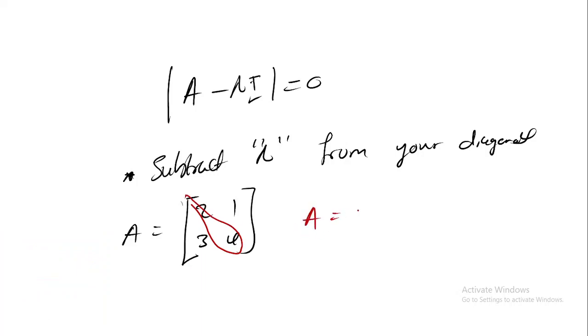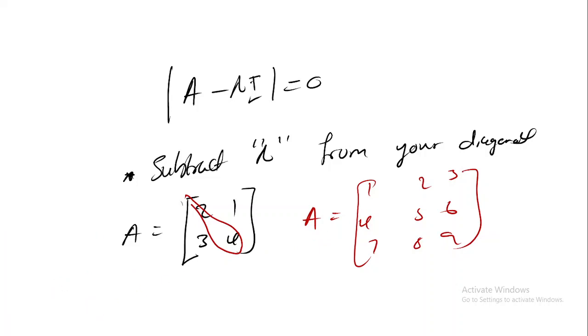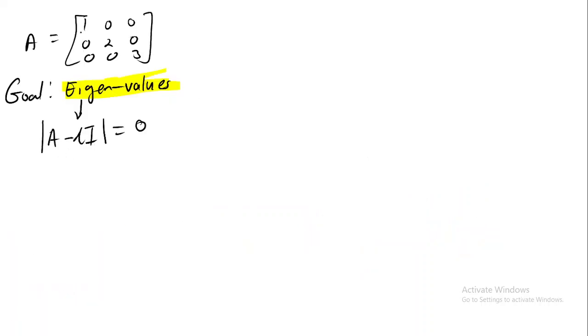So if we have the matrix 1, 2, 3, 4, 5, 6, 7, 8, 9, what exactly are our diagonals if we're having a 3x3 matrix? Our diagonals are 1, 5, 9. These are your diagonals. So this formula implies that we must subtract lambda from our diagonals. So let's apply this principle in the question that we were actually given.